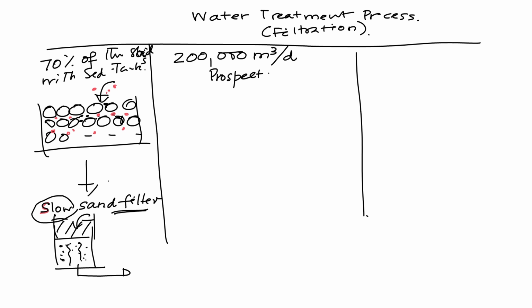Now we don't want that to happen, therefore we have developed what we call a rapid sand filter. This rapid sand filter basically means that if I want to make the water flow faster, what I have to do is make the grain size bigger. If I make the grain size bigger, then I will have the water going through fast.